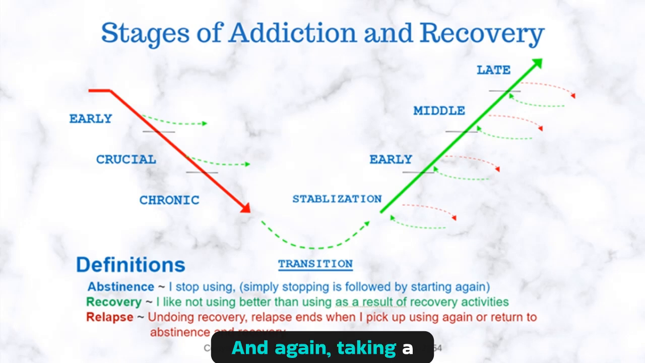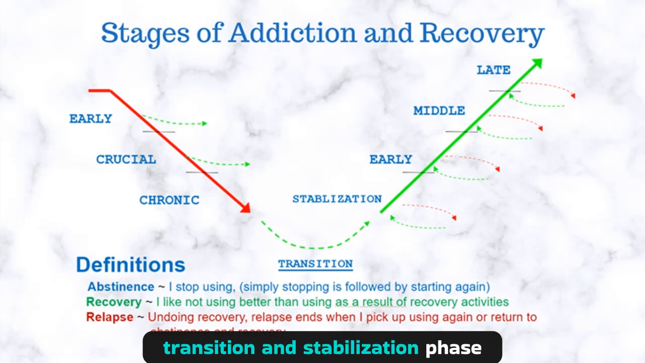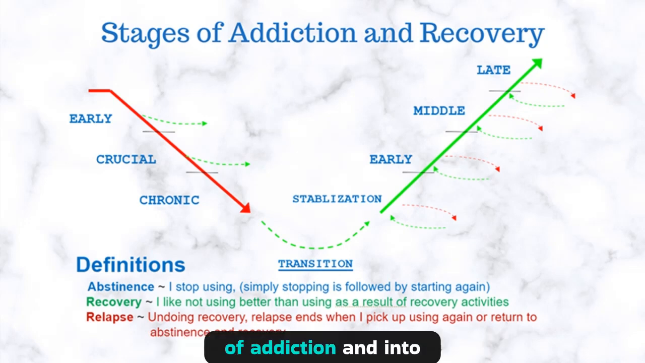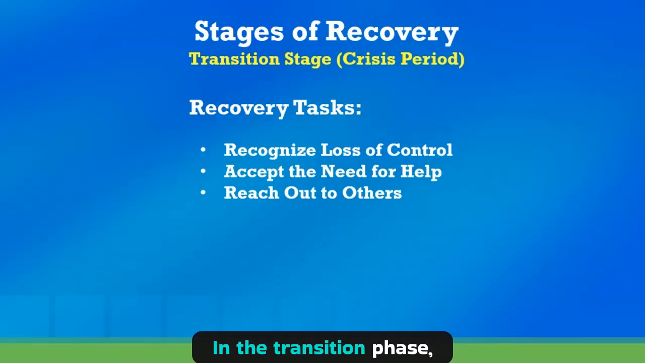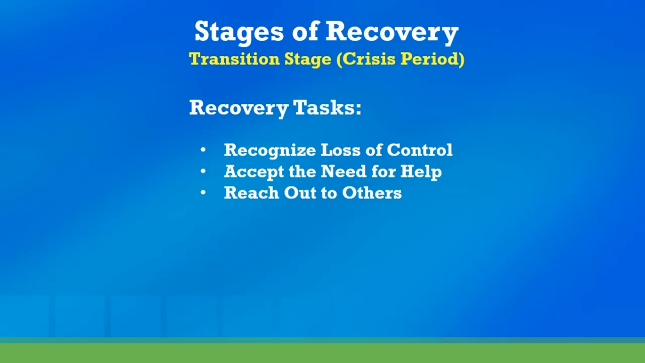And again, taking a look at the stages of addiction and recovery, we're going to look down here at the transition and stabilization phase, where we're transitioning out of addiction and into recovery. This is where we have treatment. This is where we make that leap between one world and another. And in the transition phase, there's usually a crisis, a motivating crisis period that causes us to hit bottom and crash. At that point, the task of transition is to recognize that we have a loss of control, to accept the need for help, and then to reach out to others. Some of the most difficult things for an alcoholic or addict of any kind to do when they have a problem.